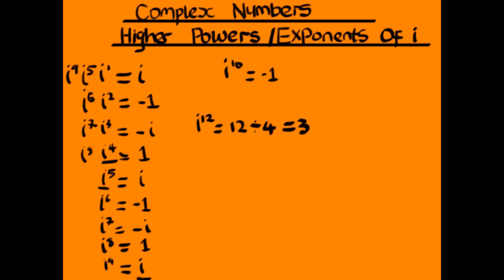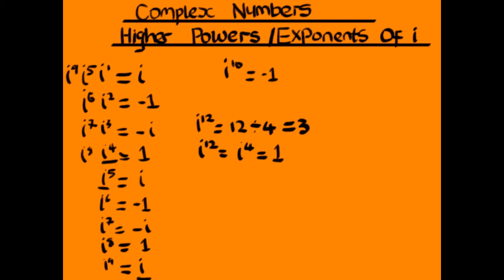It's a perfect division. Since 12 is perfectly divisible by 4, it would mean that i raised to power 12 would be the same value as i raised to power 4. And we said that i raised to power 4 gives us 1. This is what we're going to have. Let's write this one properly.